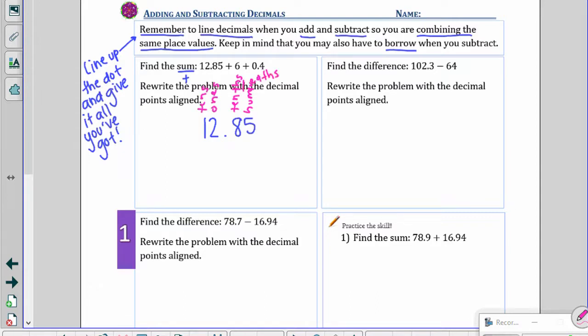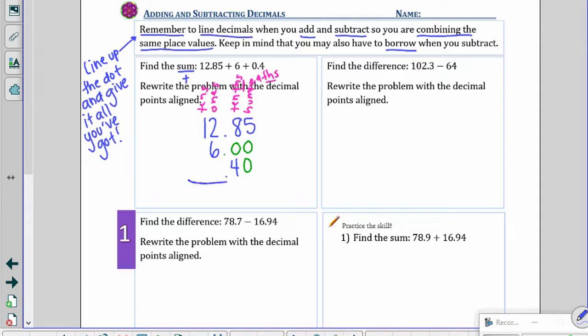All right, we're going to add that to 6. The 6 is in the ones place. And to keep this nice and clean for when I add it, I'm going to put some zeros as placeholders just so I make sure to keep everything aligned. My last value is 4/10, so I'm going to put a 4 in the tenths place. I'm also going to put a 0 as a placeholder in the hundredths place. And now I am ready to add.